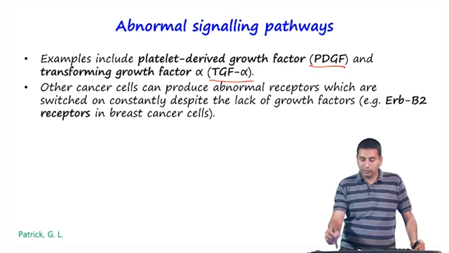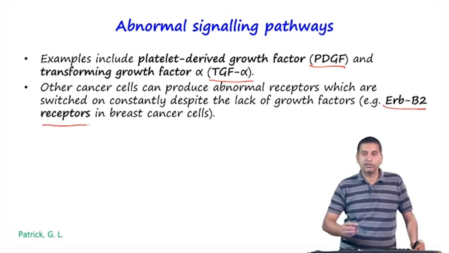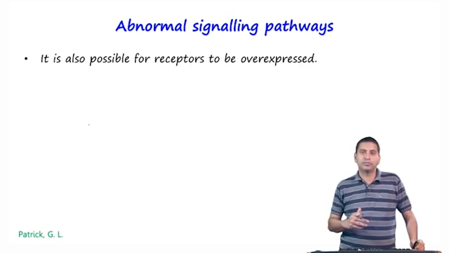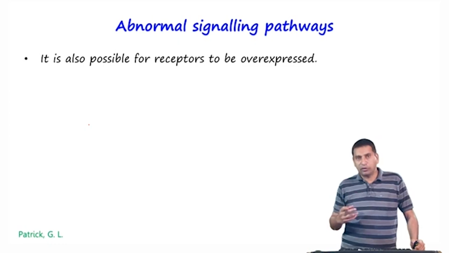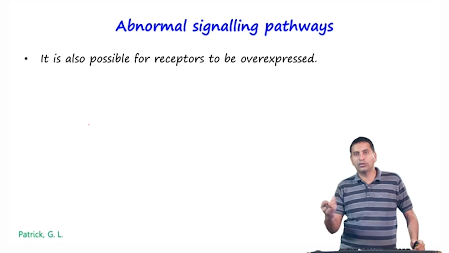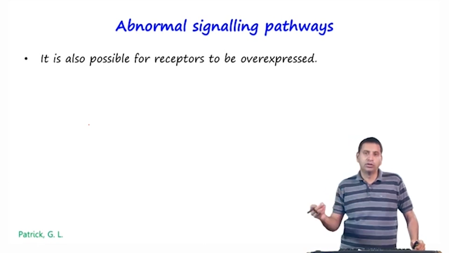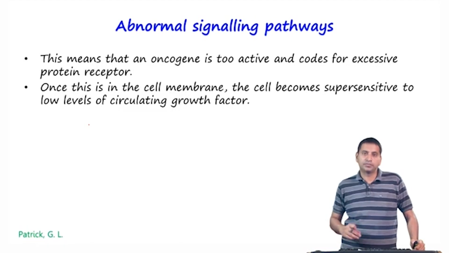Other cancers can produce abnormal receptors which are switched on constantly despite the lack of growth factors. For example, the ERB-B2 receptors in breast cancer cells. These are always on, and therefore, you do not need an external ligand to activate them. It is also possible for the receptors to be overexpressed, and so you do not need a whole lot of the growth factor to be activating it. A small amount is sufficient for it to trigger growth.